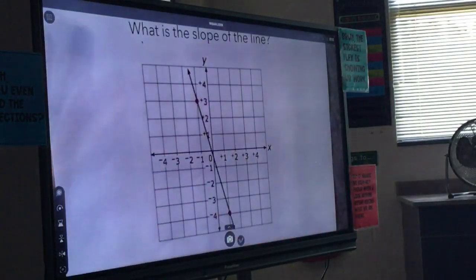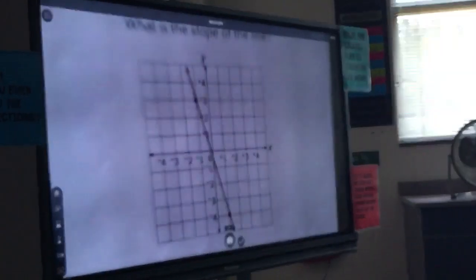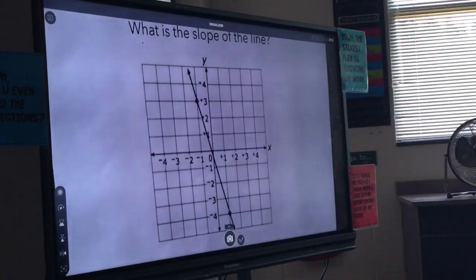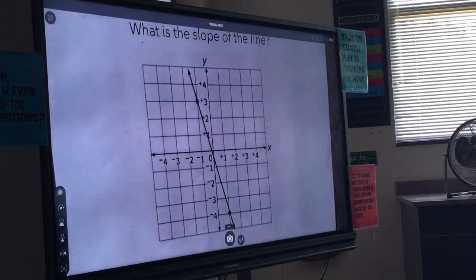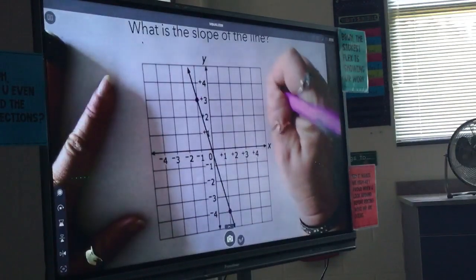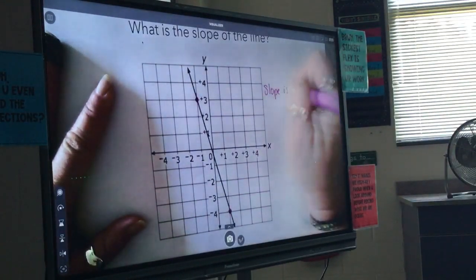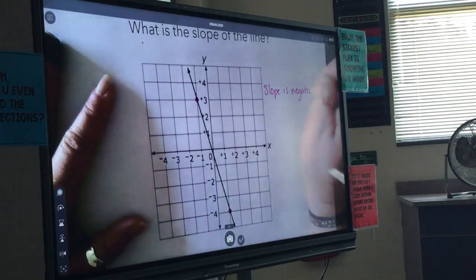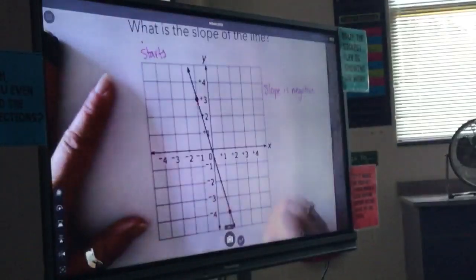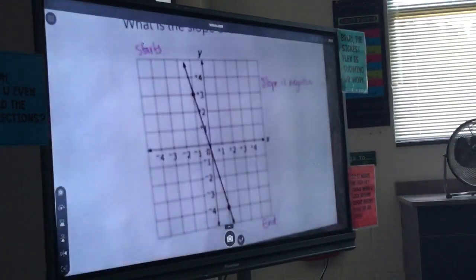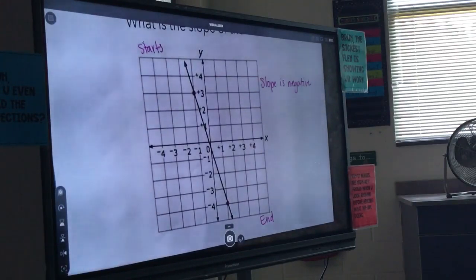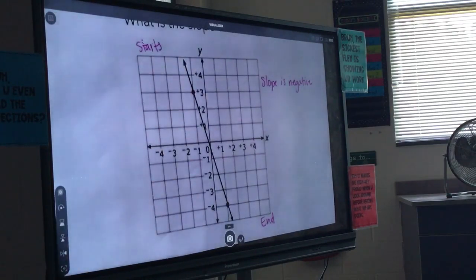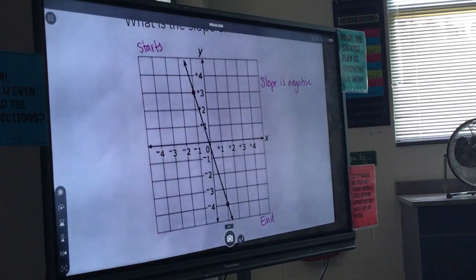All right, so before we get started with this one of finding the slope and whatnot, is this a positive line or is this a negative line? Ellie. Negative. How do you know? It starts at the top and ends down here. Why is it important to know that this is a negative line? Why is that going to help you when you're trying to find your slope? Brayden. Because if there's not a negative sign in it, it's wrong. Right. If there's not a negative sign in this, then you know it is wrong.